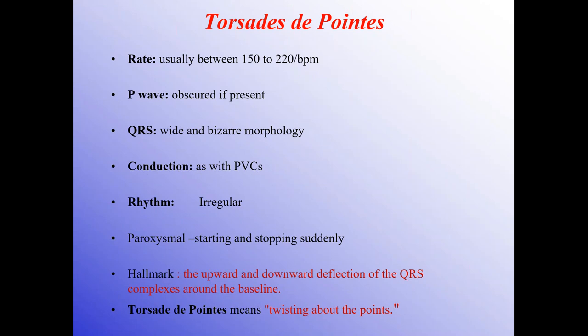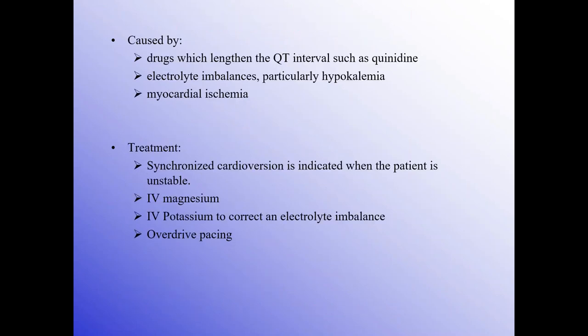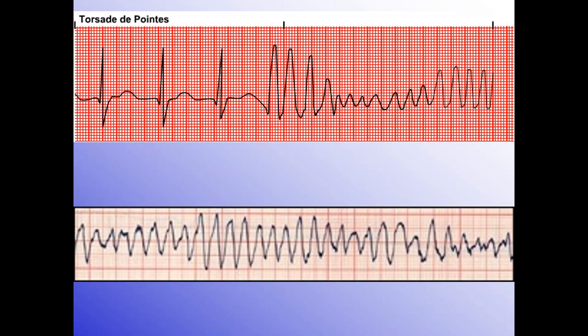An R-on-T phenomenon, when you have a PVC, a ventricular ectopic, which occurs on the repolarization phase, you have a precipitation of a tachycardia. So drugs that lengthen the QT interval, electrolyte imbalances like hypokalemia, hypomagnesemia, can all lead to this type of bizarre QRS complexes, which is almost fatal if you don't give your DC cardioversion. If DC cardioversion doesn't help, hypokalemia being a very important cause, potassium and magnesium, hypomagnesemia being a common cause, have to be implemented. Remember, this diagram should be very clear in your mind.